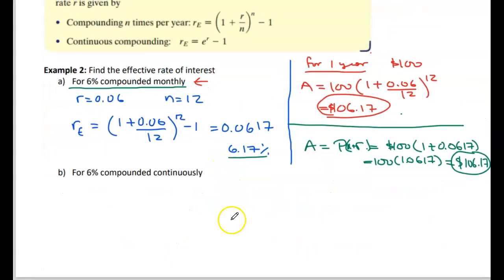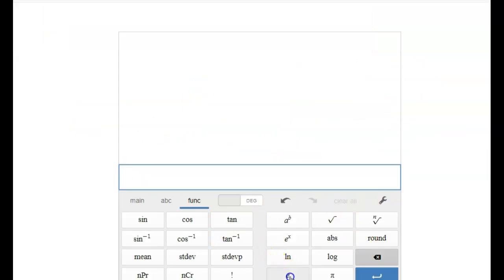Okay, so let's look at B. We want to find the effective interest rate for 6% compounded continuously. So we use this formula now. We have R equals 0.06 compounded continuously, so the effective rate of interest is e to the 0.06 minus 1. So we have e to the power 0.06 minus 1, which is 0.0618.